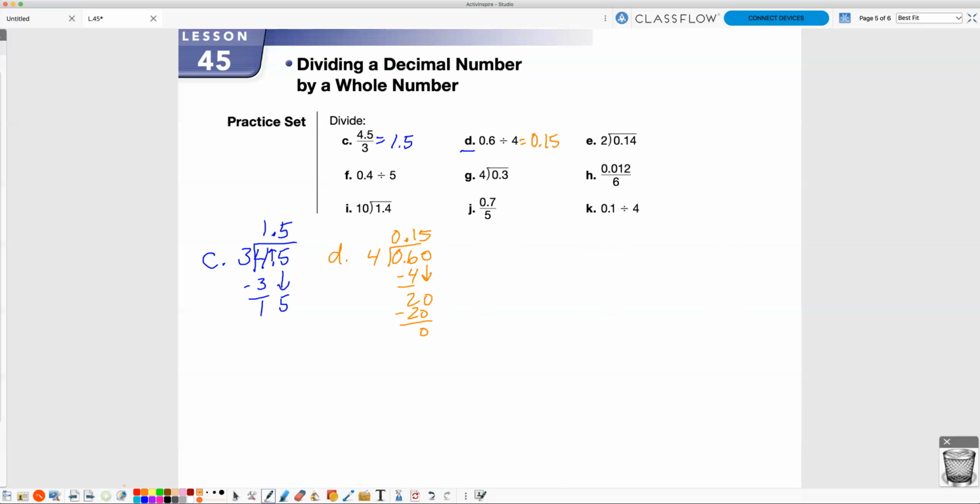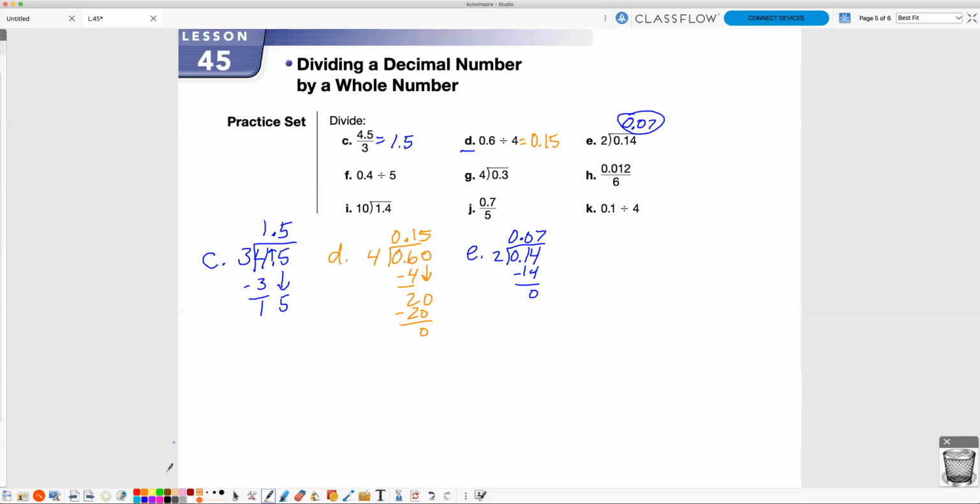Letter E, 14/100 divided by 2. So in this one, it's essentially like 14 divided by 2. You just have to have the decimal there. 0 divided by 2 would be 0. 1 divided by 2 would be 0. 14 divided by 2 would be 7. If we multiplied that, we'd end up with 14. There'd be nothing left over. 14/100 divided by 2 is 7/100.